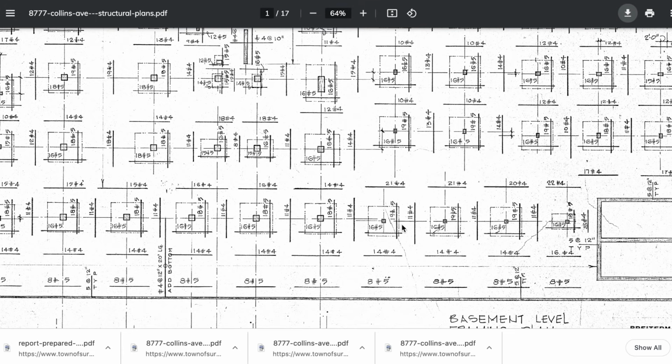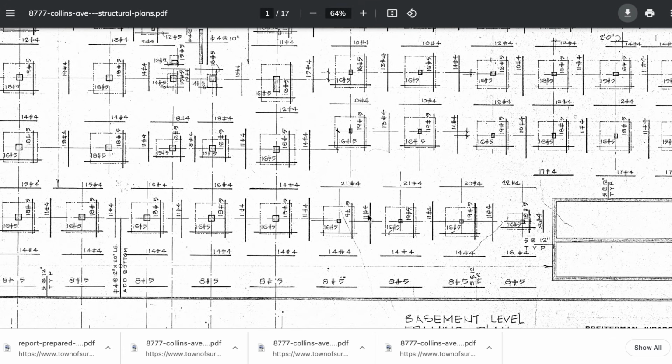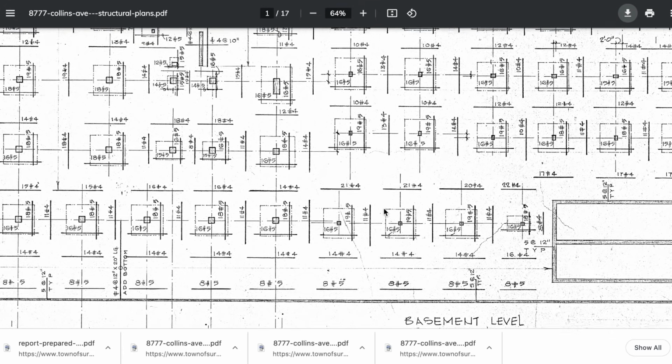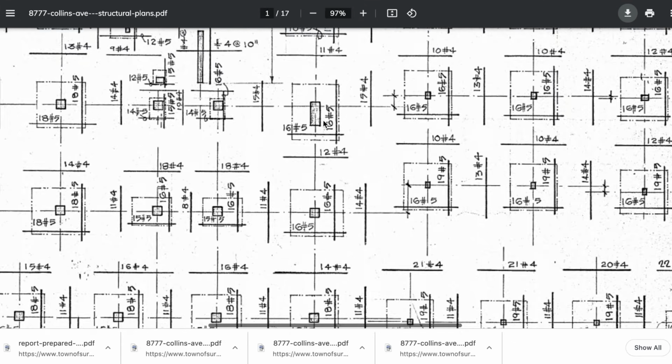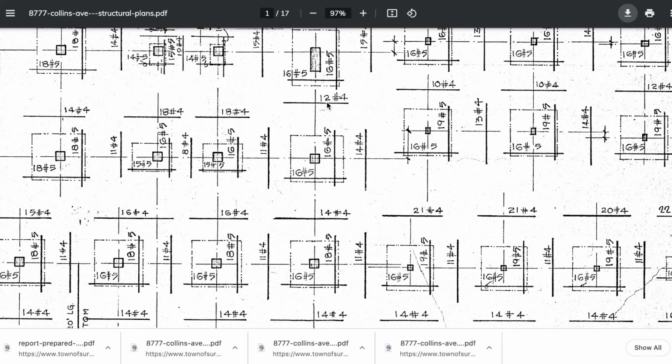Am I doing this basement level? Okay, so this is on the pads. Oh, incidentally, these pads are not that deep, as I understand. This one is turned significantly the other direction. This one here.